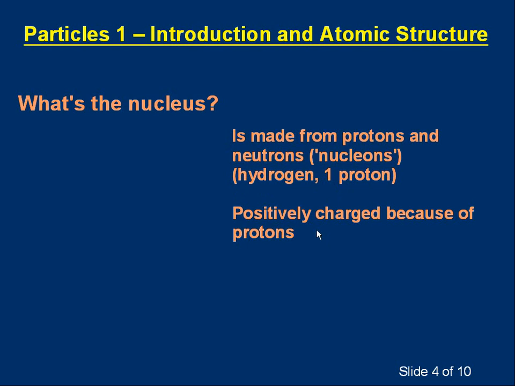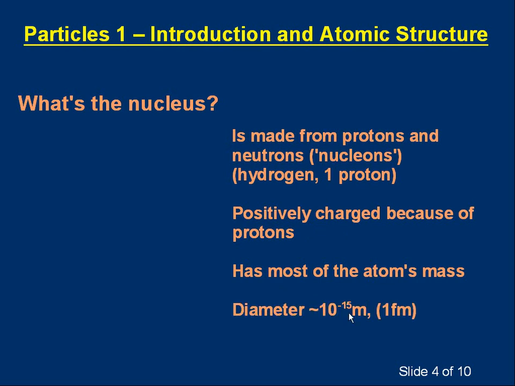The nucleus is positively charged, very important, and the reason is because of the protons. Protons are positively charged particles. Key point about the nucleus is that it has most of an atom's mass. It turns out that electrons are very light, very low mass compared to neutrons and protons, and as a result, most of the mass of an atom is due to its nuclei. So most of your weight, for example, is the weight of the neutrons and protons in your body. The electrons hardly make any difference to the weight.